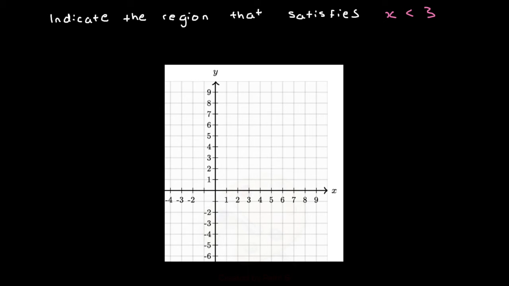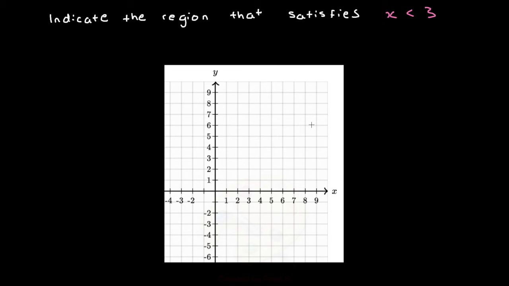Let's now move on to graphing inequalities. The main point of graphing an inequality is to shade an area that the inequality satisfies. So basically, the area that the inequality is. Let's look at an example. So here, we're asked to indicate the region that satisfies x is less than 3.